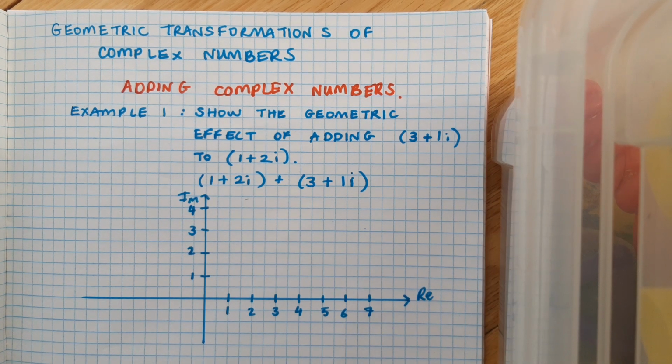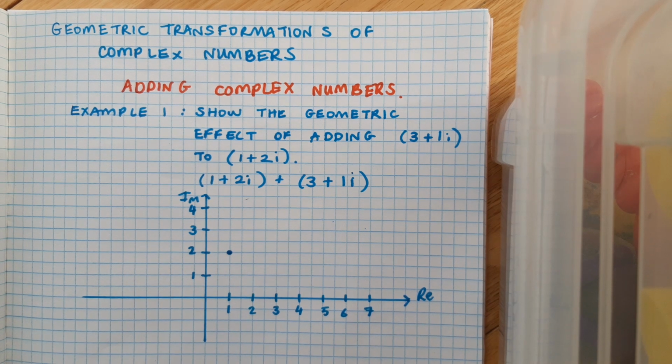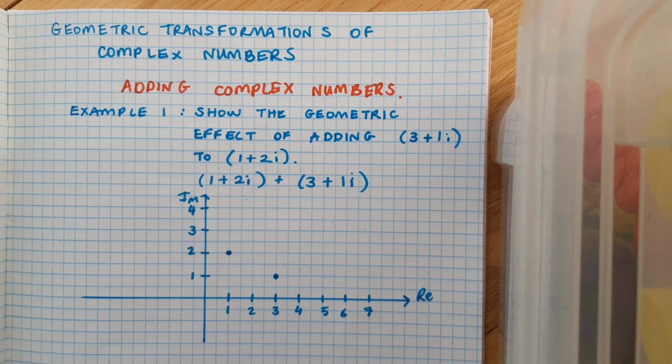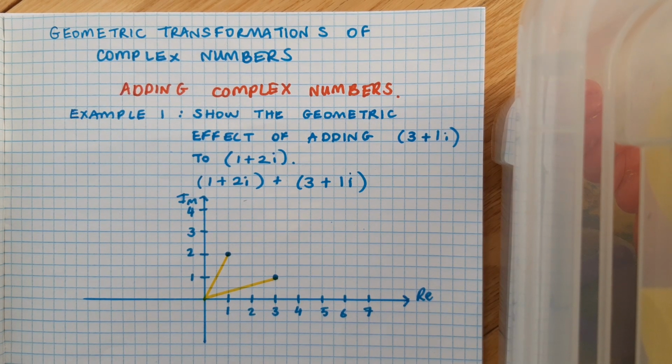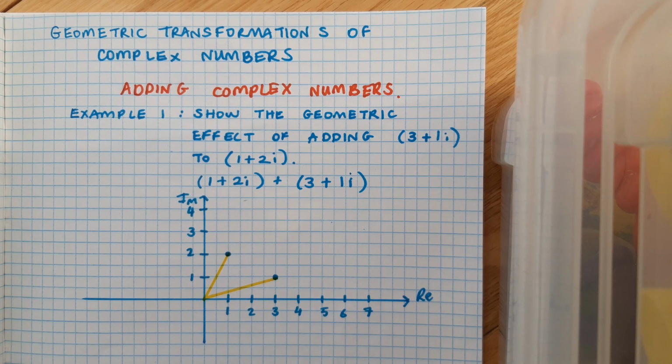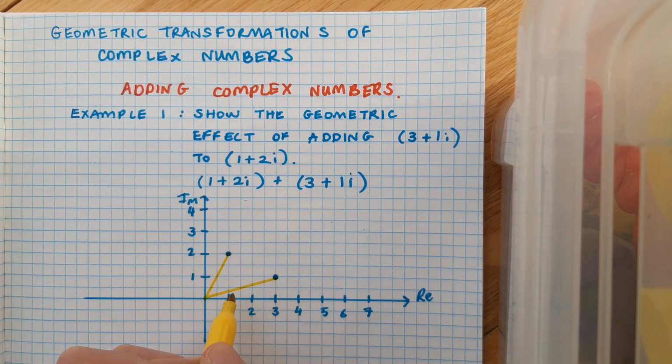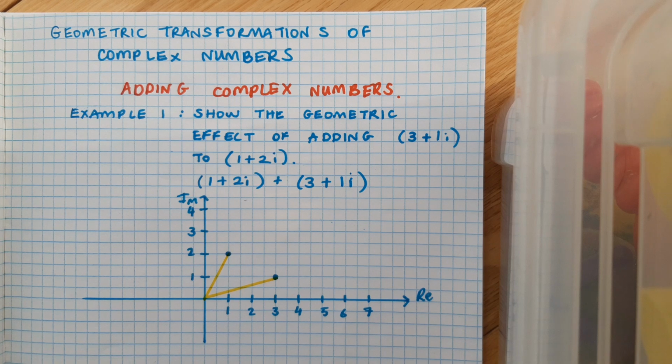So I'm going to start by marking in the two complex numbers in question, 1 plus 2i, which is just marked in at 1, 2, and 3 plus 1i, which is just marked in at 3, 1. And to begin with, I am going to join both of these complex numbers back to the origin. So effectively I'm drawing in their modulus. And in order to visually add them, I'm going to complete the parallelogram that has been begun by the two moduli.